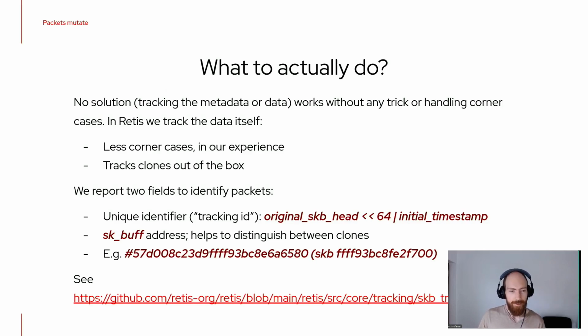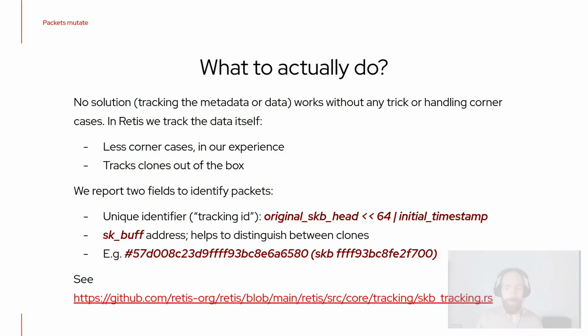So we have an example which is highlighted, and here we can see the unique identifier contains the head pointer and the timestamp of the first time we saw a packet, and that helps with memory being reused. But we also report the SKB pointer to be able to see clones, for example, when a packet is taking two different paths. So you can see on the slide what the whole reporting data can look like. We have an ID, the main ID to track packets, and then the SKB address.